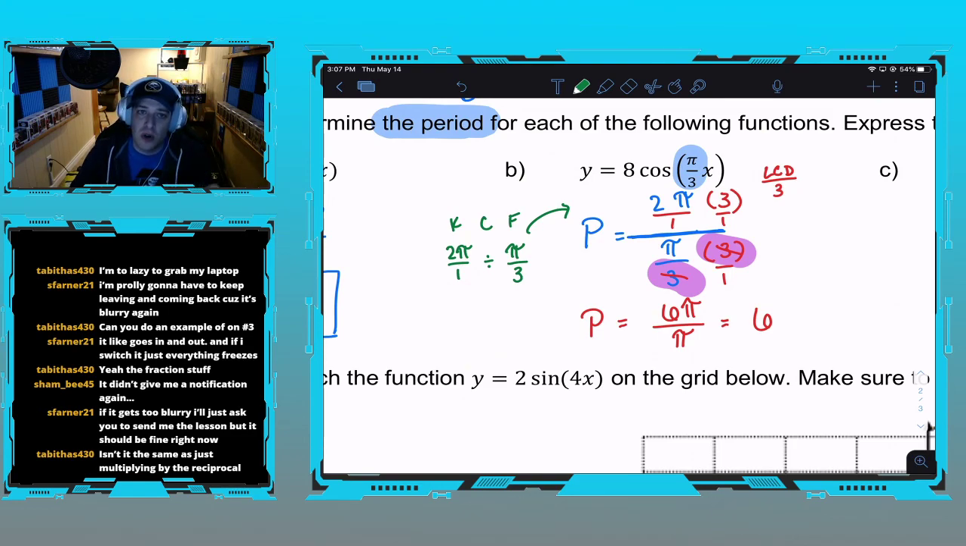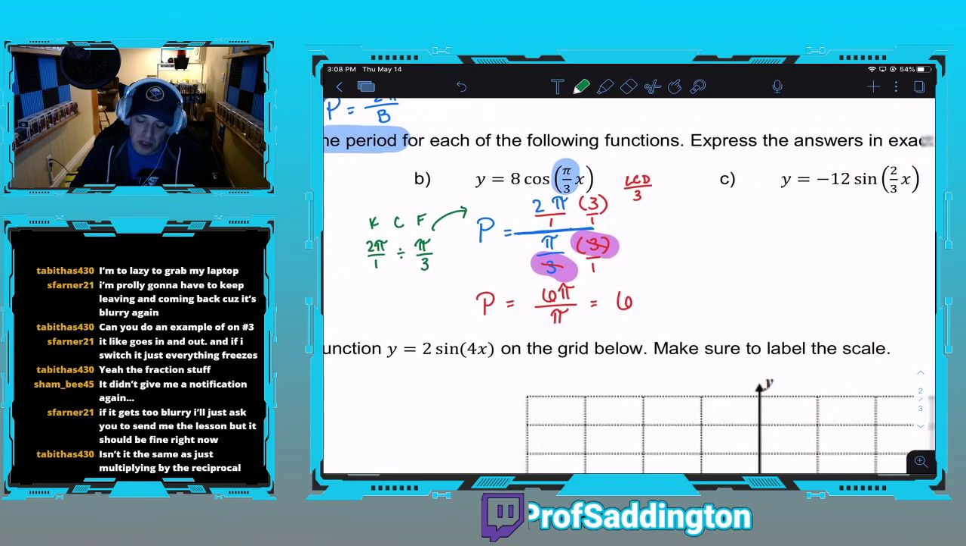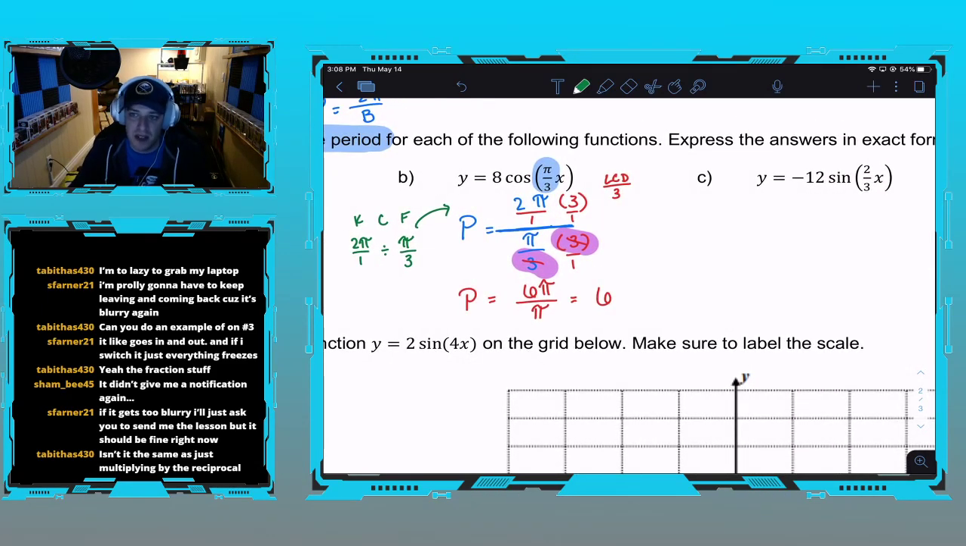If you notice what the LCD is, you could just multiply it by the LCD and then it will cancel out as well. It is the same amount of work. It is doing the same exact thing in the long run. Okay? So I'll do it again in part C. It's exactly the same.